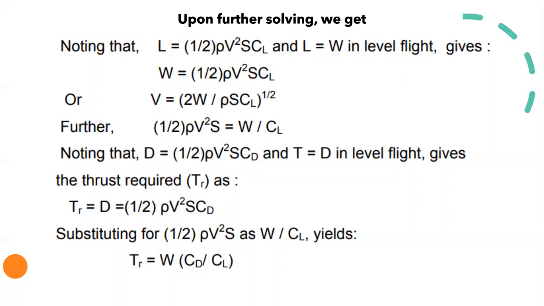Upon further calculating with the other equation, T is equal to D, where D is the drag, and the drag equation is half rho V square S CD. Then we get thrust is equal to W times CD by CL.